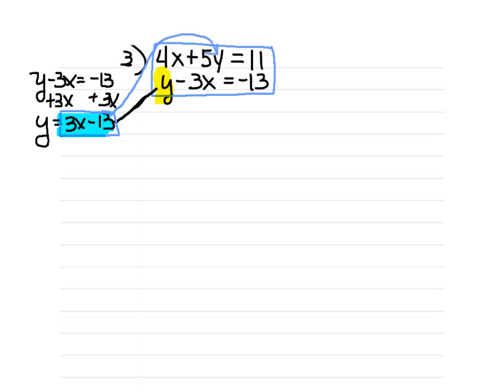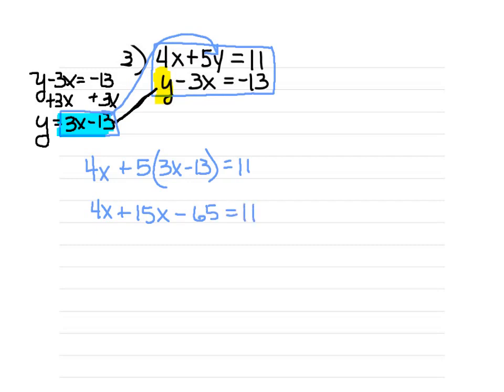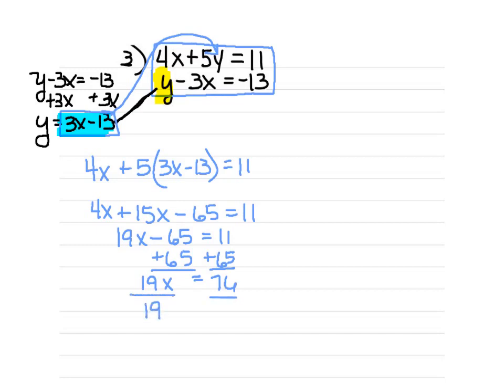So let's start there. 4x plus 5 times y, which is 3x minus 13, is equal to 11. Let's solve. First I have to distribute: 4x plus 15x minus 65 is equal to 11. Let's combine these like terms. So I have 19x minus 65 is equal to 11. Let's add 65 on both sides. And I have 19x is equal to 76. And we will go ahead and divide both sides by 19, and x equals 4.